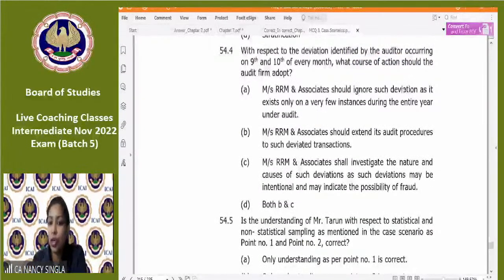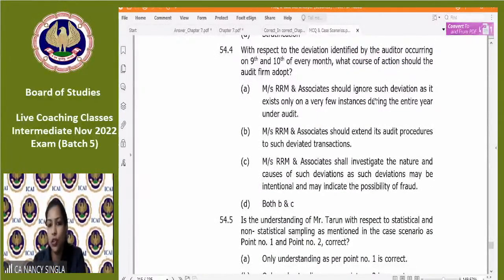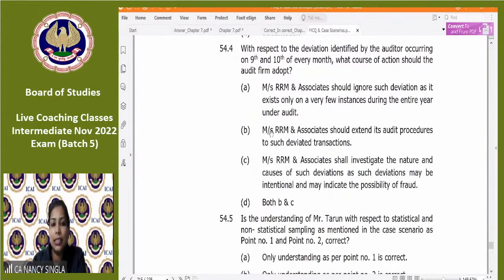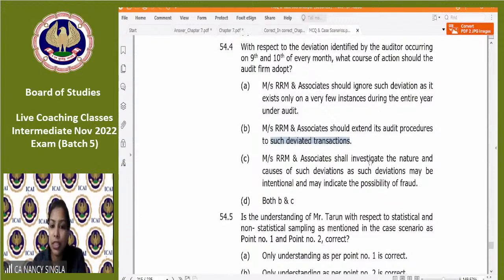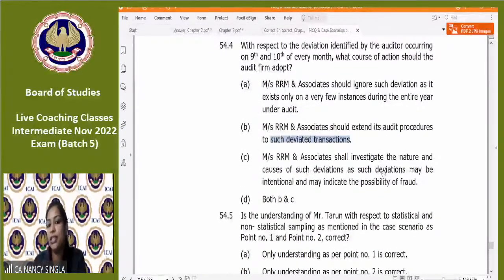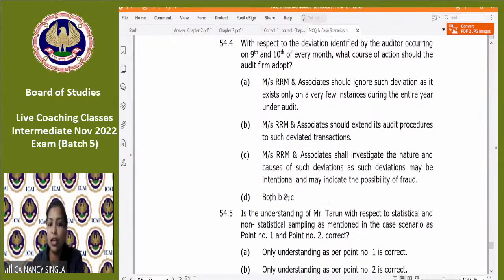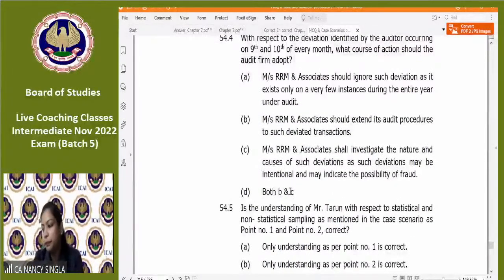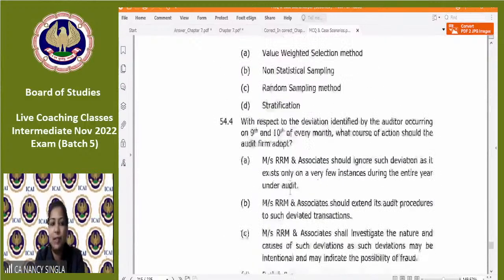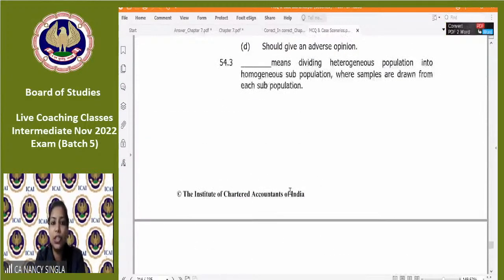RRM and associates should ignore such deviation. नहीं, this is not correct. As it exists only on few instances. No. RRM associate should extend his audit procedure to such deviated transaction. This is correct. RRM associate shall investigate the nature of causes and deviations, as such deviation may be intentional and may indicate fraud. This is also appearing to be correct. So the answer is what? Both B and C. Third question, which is the last question.